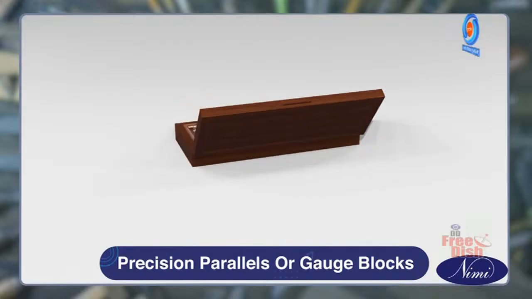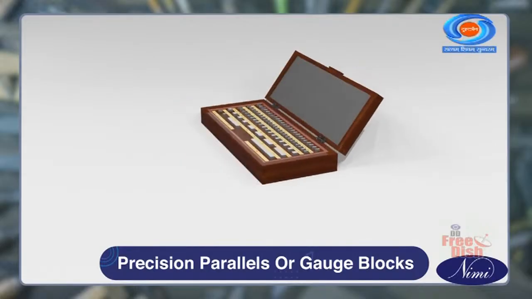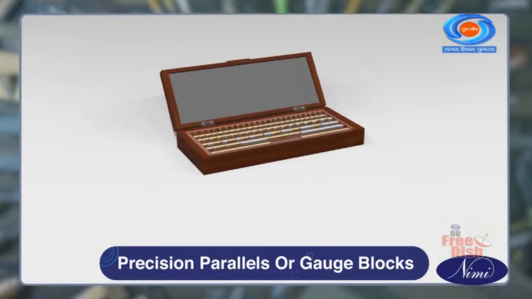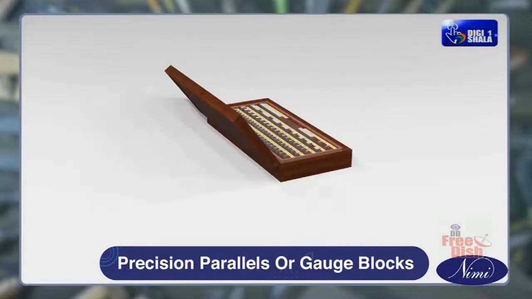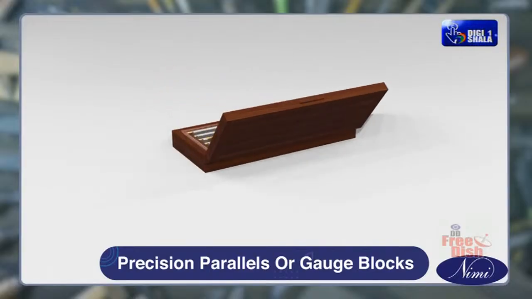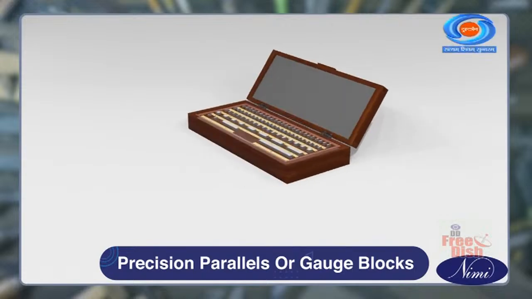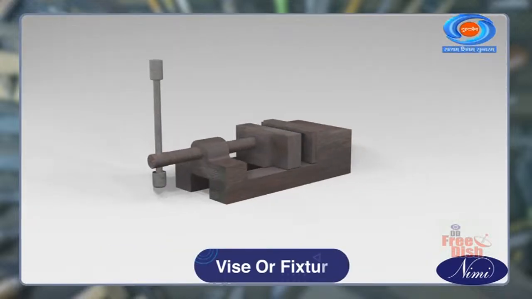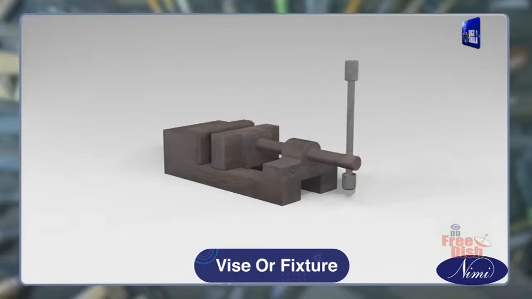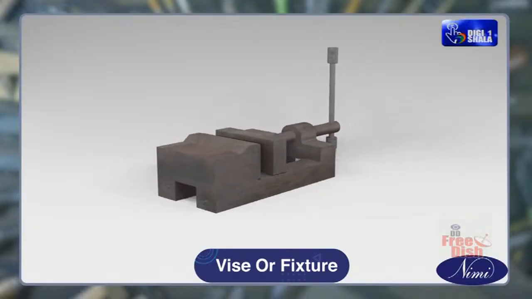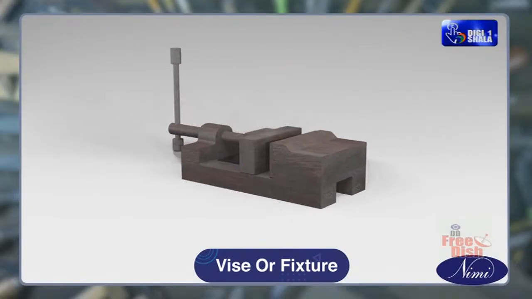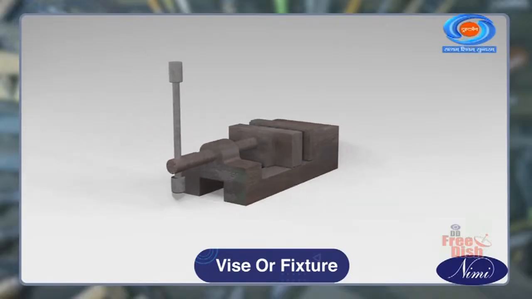In these, accurate gauge blocks are used as joining equipment while measuring angle and height of the job, etc. While working, a special property called ringing is used to align the blocks. Vise or fixture. This type of tool is used to hold the job rigidly at the time of machining and some other fitting and filing operations.